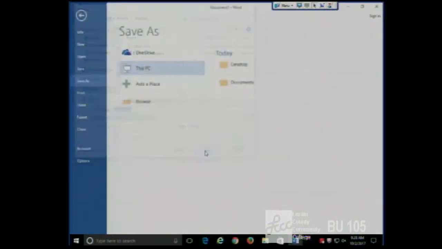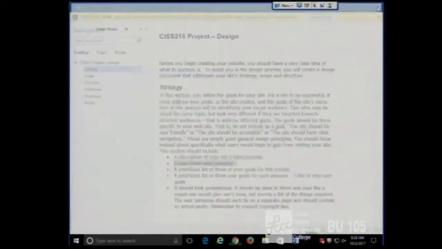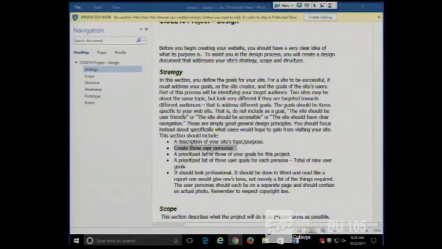All right, so that takes us through here. The last thing is a prioritized list of 3 of your goals for the project. And by your goals, I don't want to see something like to get an A in the class or to do a good job. I want to see, imagining you're the organization creating the site, in other words, what is it that you want to communicate? Because remember, an organization creating a site can have all kinds of goals.